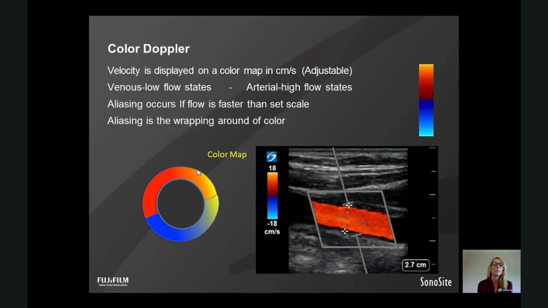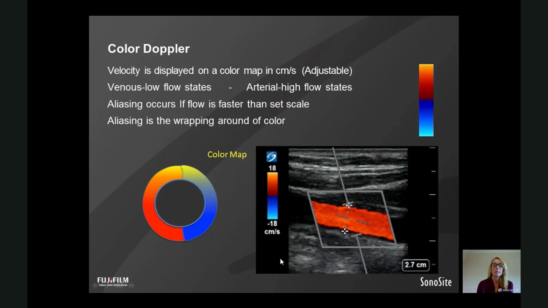So colour Doppler, the velocity is actually displayed in a colour map in centimetres per second, and this is adjustable. So the venous or low flow states and the arterial high flow state. So aliasing occurs if flow is faster than the set scale. So we need to adjust our scale. So if the flow is really fast, we need to adjust up to capture that.